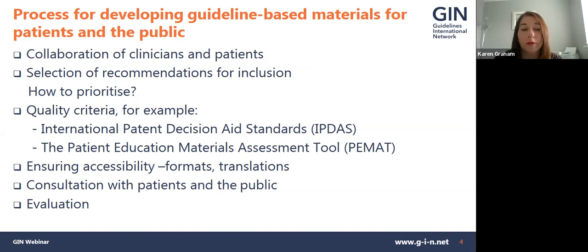And then once you have your product, whether it's a patient version or whatever it is, evaluation is really important as well. So you can look at it, you can get feedback on it. Then when you come to update it, or you're producing other ones, you can use that for improvement purposes as well.